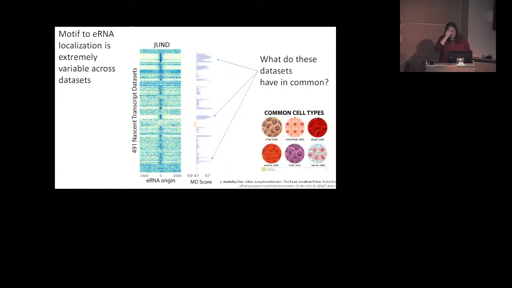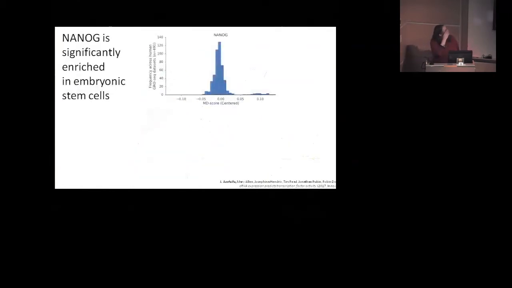Many times we're finding that what they have in common is an underlying cell type. So here's an example. NANOG has an expected MD score, and when I look across 500 experiments, I can now calculate the change in MD score relative to that expectation, and you get a distribution that's largely centered around 0, meaning most things NANOG is not actually on and functional.